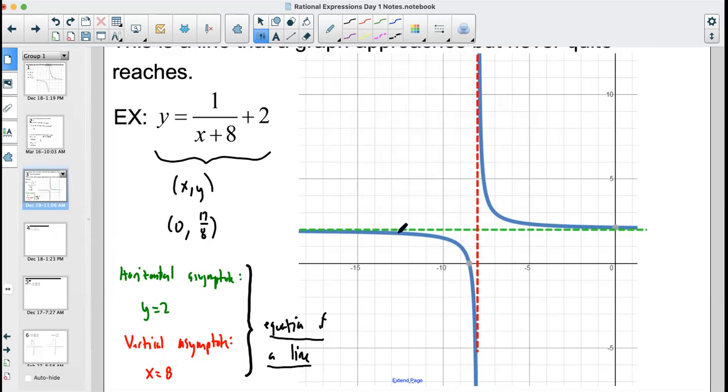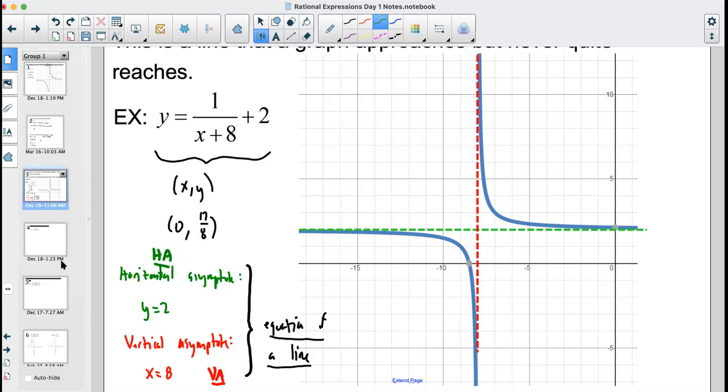So that's how asymptotes work. That's what they look like, and this is what the equations of asymptotes look like. I will regularly abbreviate this as HA, and I will abbreviate this as VA, just so you know what I mean when I say those things. HA is a horizontal asymptote, VA is a vertical asymptote, it's just shorthand.